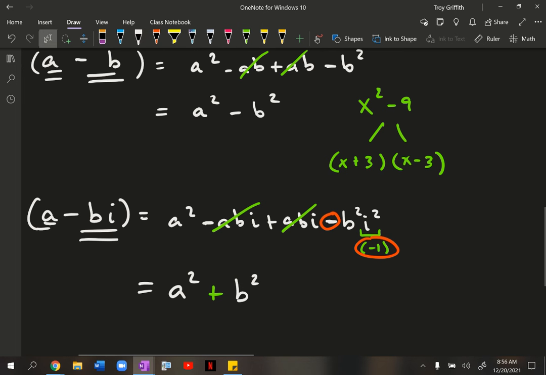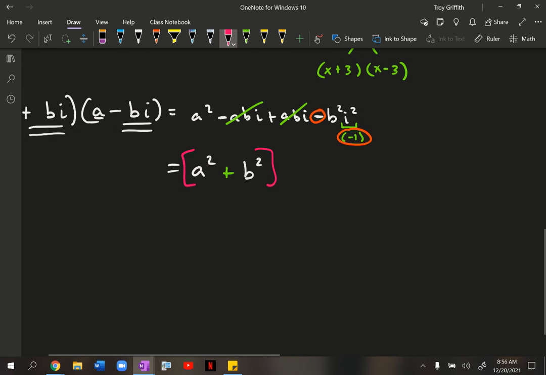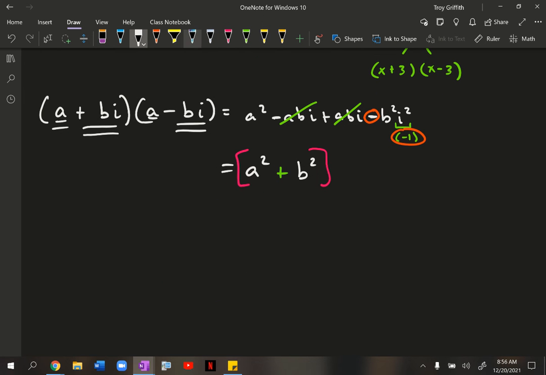Look at the difference here. When it's two conjugates of real numbers, it's a difference of perfect squares. But when it's two conjugates of imaginary numbers, it's a sum of perfect squares. So let's think about how this might work if I had a sum of perfect squares and I wanted to factor it. Let's say I had something like x squared plus 9.